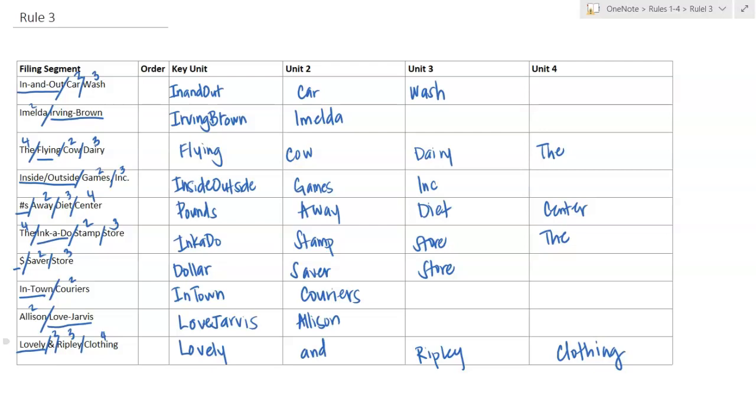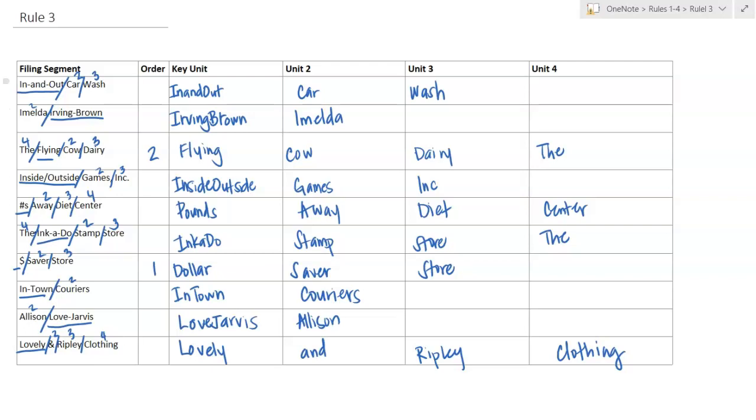Next, I can practice putting this in order. So let's look at the key units and see what would be filed first. So if I look through here, the D would be the first letter that I would file by. So that would be 1. Okay, next we have the F. Okay, and then the next letter in the alphabet, according to these key units that I have, would be I.